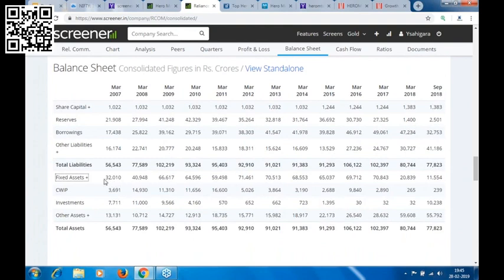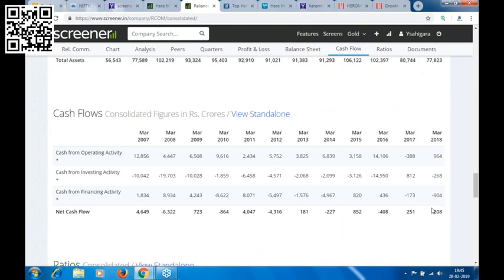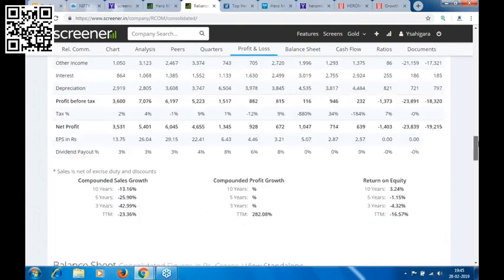Fixed assets of the company were somewhere around 32,000, and now they are only 11,000. In 2012 and 13, the fixed assets of the company were around 71,000. And it's not a cash rich company at all. This figure is also negative. So these kinds of companies are not at all good to invest in.